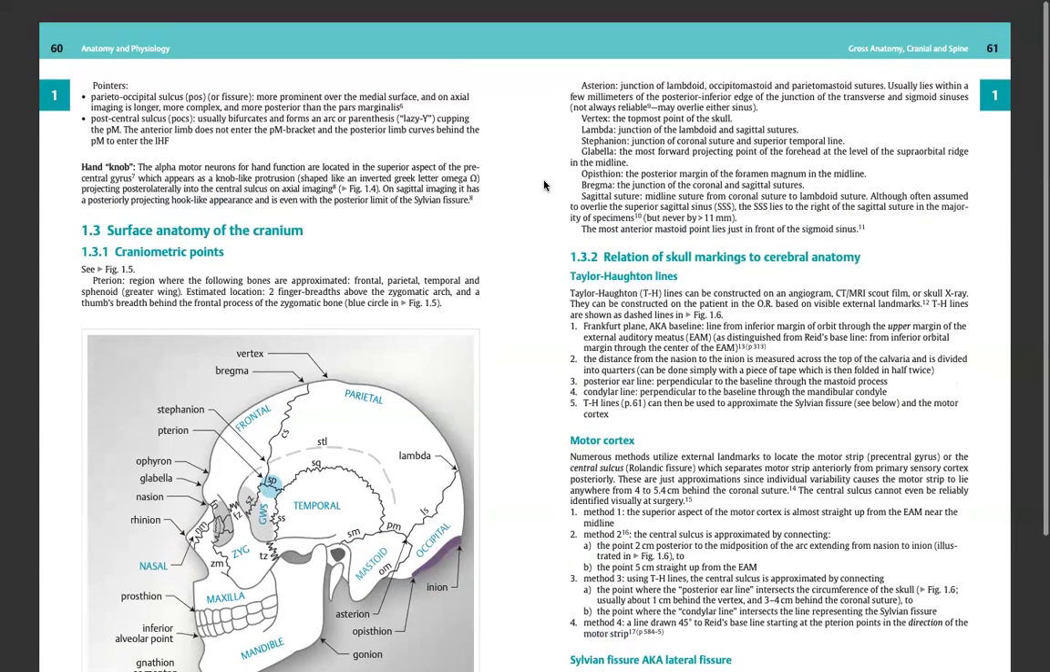All right. So the next is the asterion. Of course, the asterion is a junction of the lambdoid, occipitomastoid, and parietomastoid sutures. So here is the asterion, the parietomastoid suture, this is the occipitomastoid suture, and this is the lambdoid suture. And this is the asterion. Yeah, and the asterion is important because of the location of the sigmoid and transverse sinuses around it.